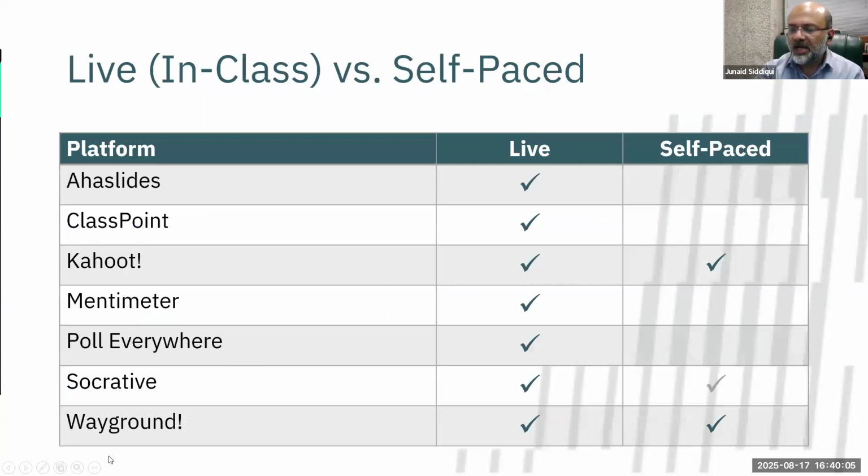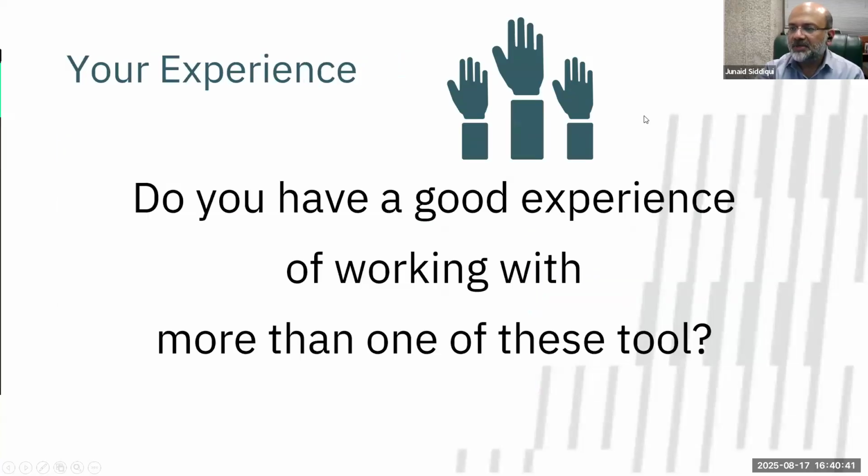These tools, we are considering them all because they allow live in-class activities. So, you can use them for live in-class activities. But Kahoot, Socrative, and Wayground also allow you to assign student activity outside of the class that they can work on self-paced. So there are some special features available in those platforms. If you want to adopt a platform where you also want to have some self-paced activities, then Kahoot, Socrative, and Wayground may be something to consider. So this is just a quick comparison among them.